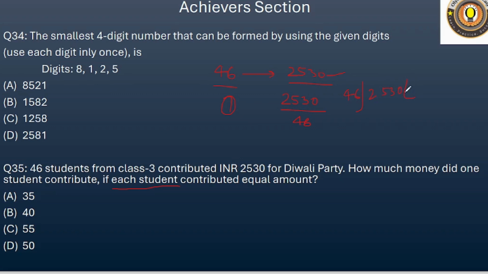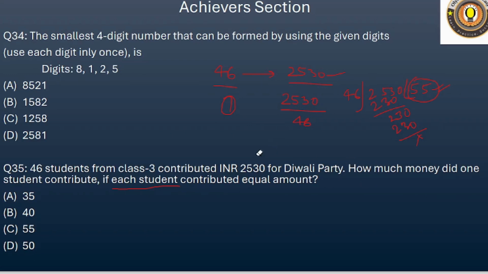So 46, it should go 5 times. 46 5s are 230. Then 320. Again, 46 5s are 230. It means that each student has contributed 55 rupees. So this is the way we solve this.